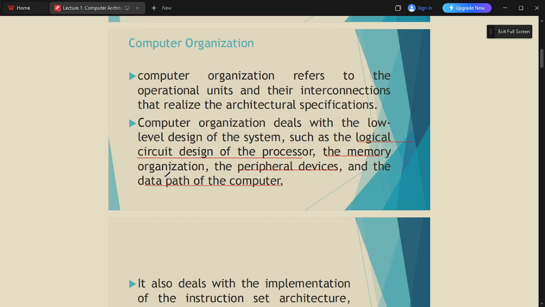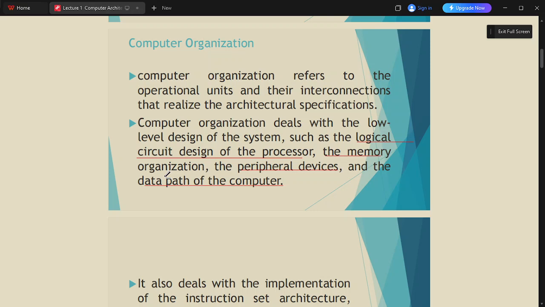So this memory organization just defines how and where the data is stored. It simply defines how and where the data is stored. Think of memories like the RAM or the cache.